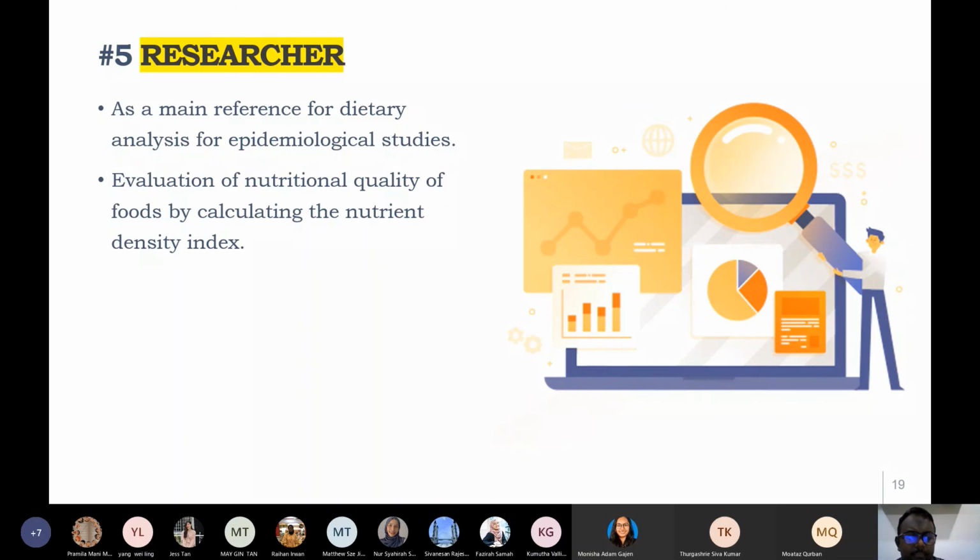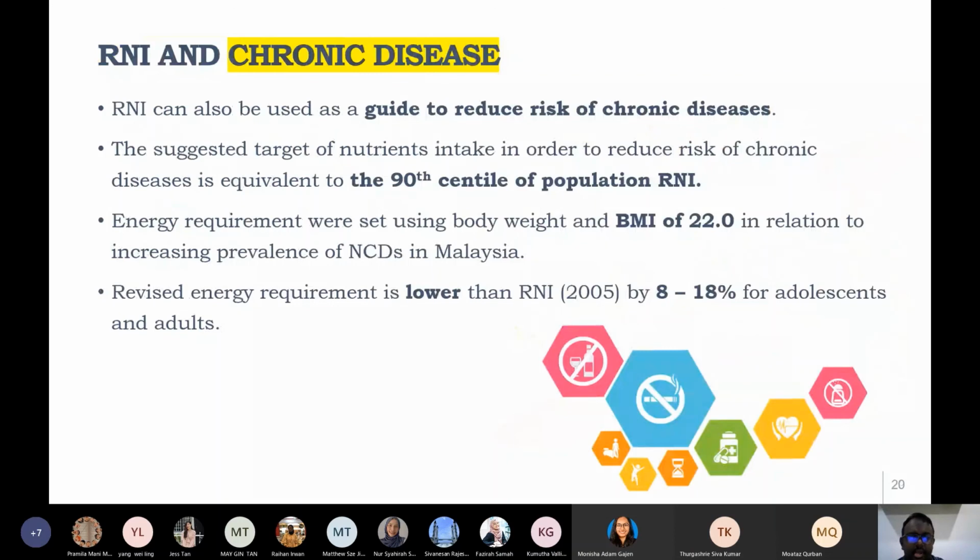They also use RNI to evaluate nutritional quality of foods by calculating the nutrient density index. Nutrient density index is a in thing now. So they use RNI to calculate the quality of the food. For each food, they will have the nutrient density index value. So I think this is the last slide for RNI.